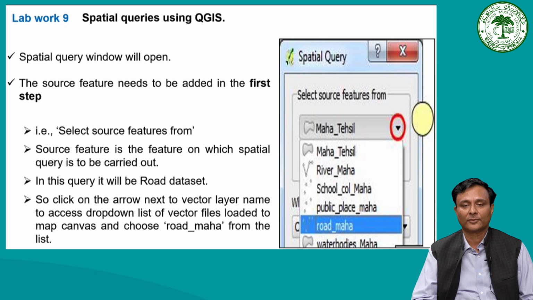So here you have to select road Maharashtra, which has been named as road Maha. In this query it will be the road dataset. So click on the arrow next to the vector layer name to access the drop down list of vector files loaded to the map canvas, and select the road Maharashtra from the list as it is being displayed over here. So this way you need to select the appropriate map on which we want to make the spatial query.